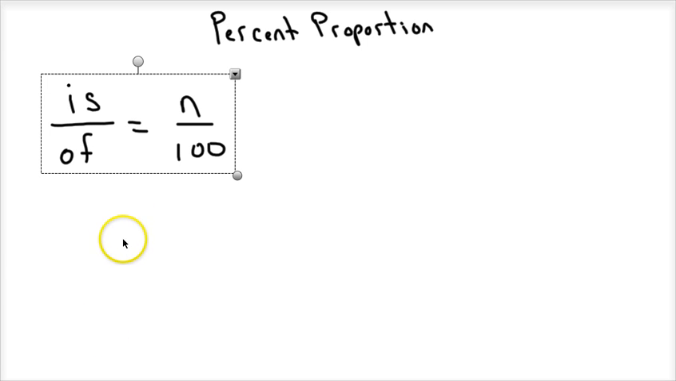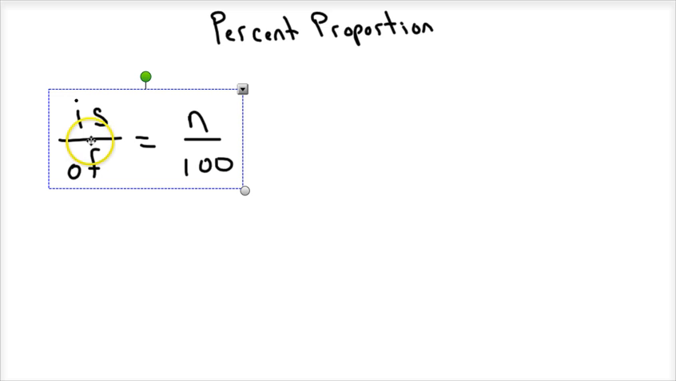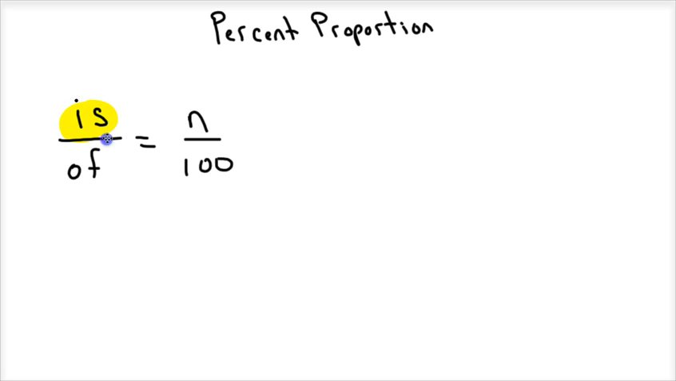This lesson is on the percent proportion. If you look here, we have is over of equals n over 100. We're going to see a few examples where we're going to read the statement or the sentence, and we're going to need to fill in the is, or the of, or the n. The one that's not going to change, and is in our favor, is the 100.